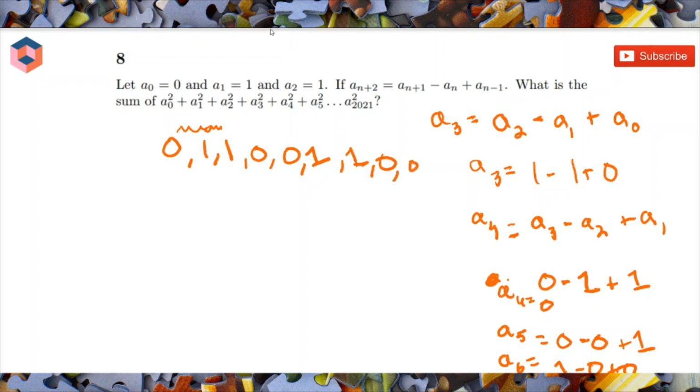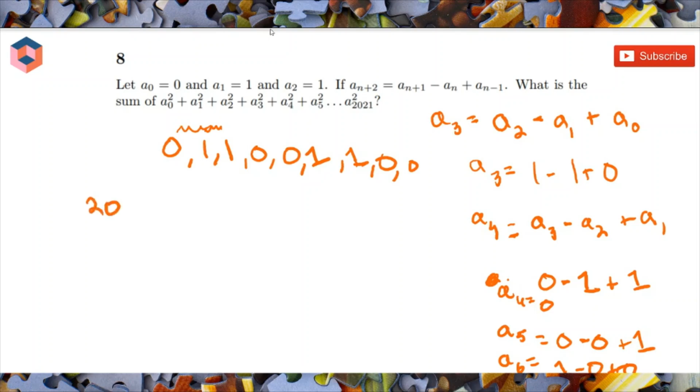And now we notice the pattern. Every 4 steps it repeats with the cycle of 0, 1, 1, 0, 0, 1, 1, 0, 0, 1, 1, 0, and so on. So now what can we do? So we have what, 2022 terms, right? Because 1 to 2021 is 2021 terms, plus a sub 0 gives us one more term to give us 2022 terms. So 2020 is divisible by 4.